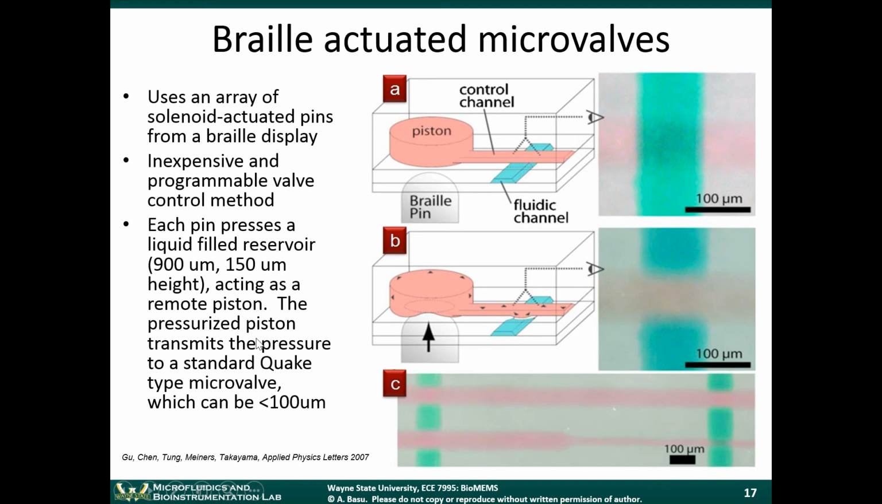One of the downsides, though, compared to the Quake valves, is that the pins themselves are a little bit larger. They're 900 micrometers versus 100 micrometers, roughly 10 times larger than the standard Quake valves. So this large pin could be connected to a very small channel. The channel doesn't have to be larger. This could still be 100 microns. This control channel could also be 100 microns. But the piston itself has to be larger. So the device does require a slightly larger footprint.